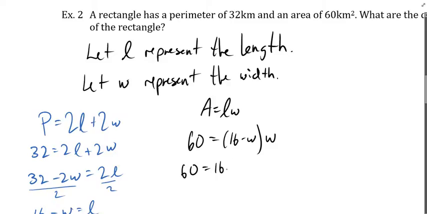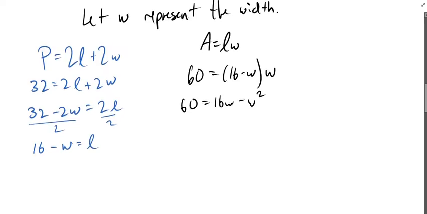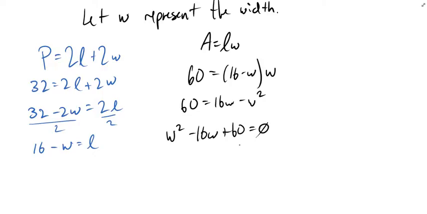60 equals 16W minus W squared. Just distributing. I'll move everything to the left, so W squared is positive. And go ahead and try to factor. Simple trinomial. Two numbers that multiply to 60 and add to 16.